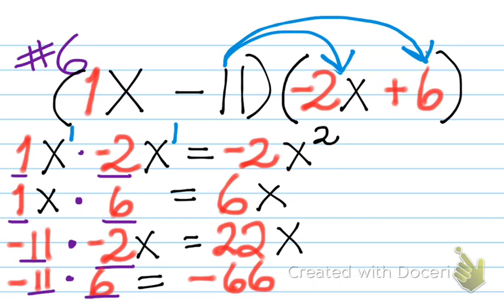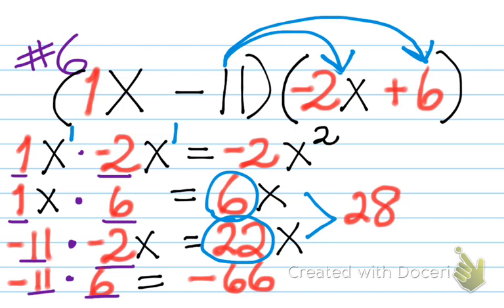Since the two polynomials in the middle are like terms, we add the coefficients, but we keep the variable part the same. 6 plus 22 will equal 28x. Okay, now that we've added all the like polynomials, we're going to need to just write them on a line. In other words, write them together.